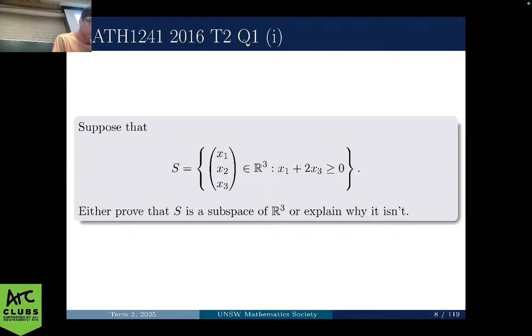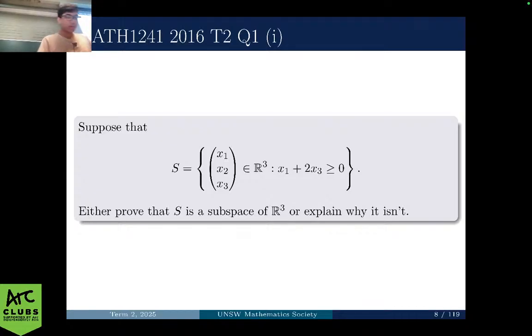And so it must satisfy this condition here. So I know that 0 plus 2 times 0 equals 0, which is greater than or equal to 0, which satisfies this condition. So my zero vector of R3 is also part of S. So the zero vector condition, this first one here, check. Let's go to the next one. Is it closed under vector addition? Well, how would I do that?